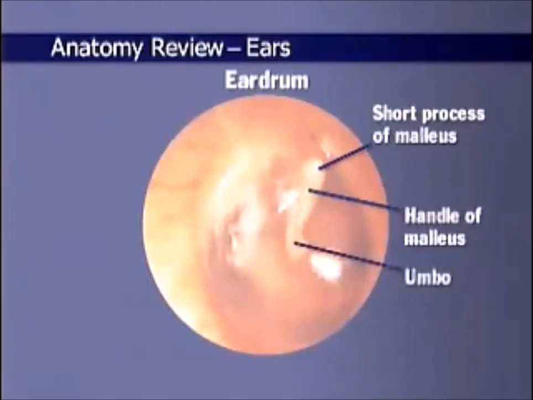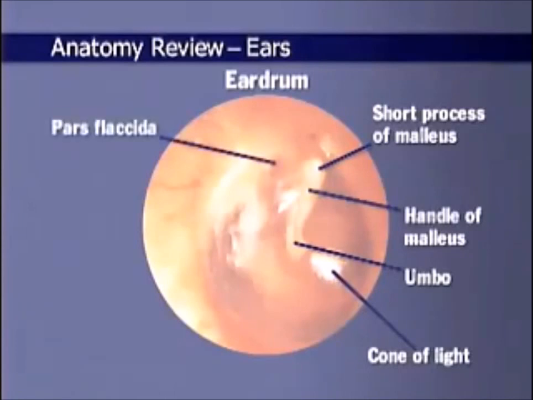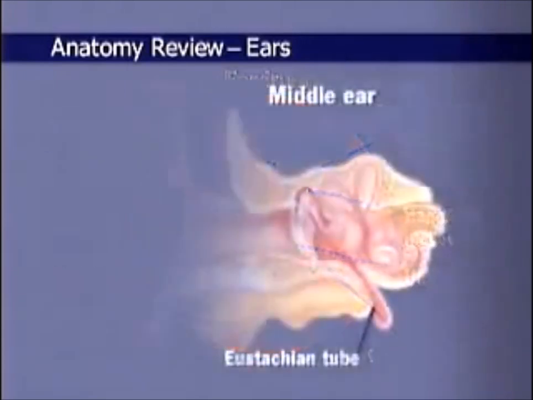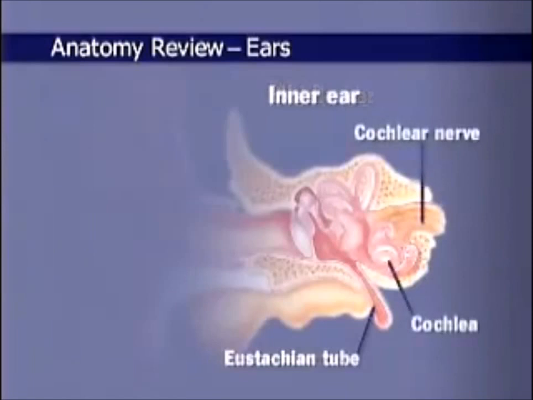From the umbo, where the eardrum meets the tip of the malleus, a light reflection called the cone of light fans downward and anteriorly. Above the short process lies a small portion of the eardrum called the pars flaccida. The remainder of the eardrum is the pars tensa. The middle ear connects to the nasopharynx via the eustachian tube. The inner ear contains the cochlea, cochlear nerve, and other structures that are inaccessible to direct examination, but which may be assessed by testing auditory function.